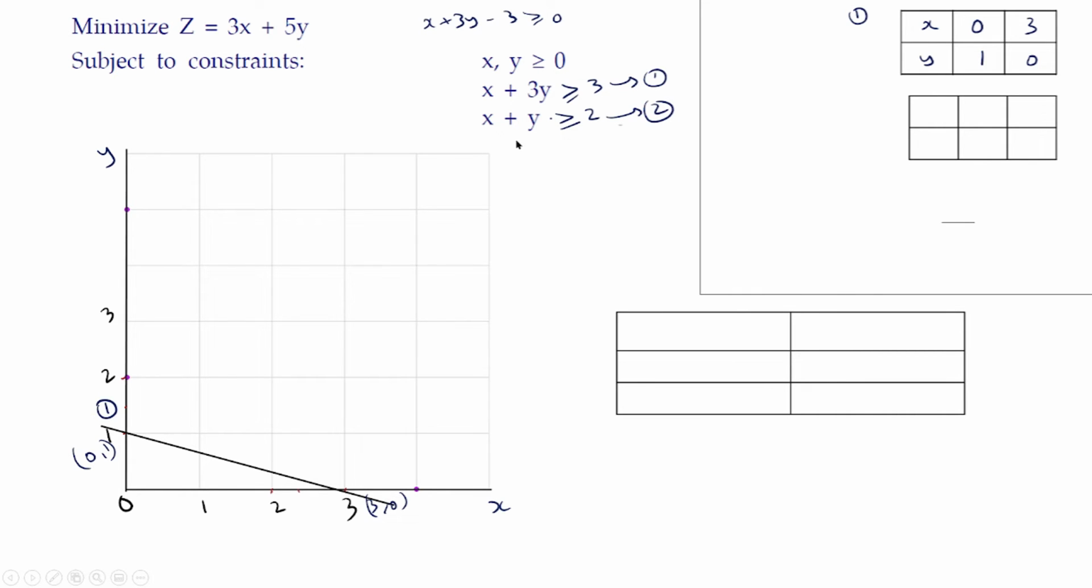And then the second equation is x plus y equal to 2. When x is 0, y is 2. When y is 0, x is 2. Now if we plot these 2 points and draw a straight line joining these 2 points, we will get the line corresponding to x plus y equal to 2. So this is 0, 2, and here we have 2, 0. So this is the line x plus y equal to 2. So this is the second equation.